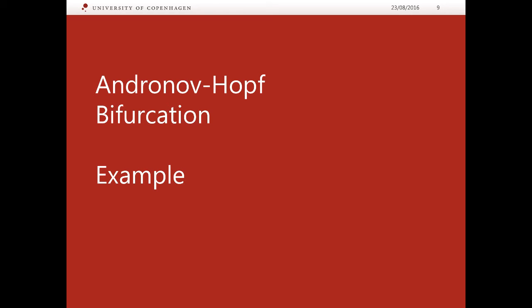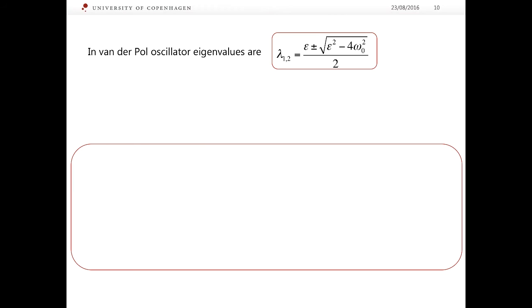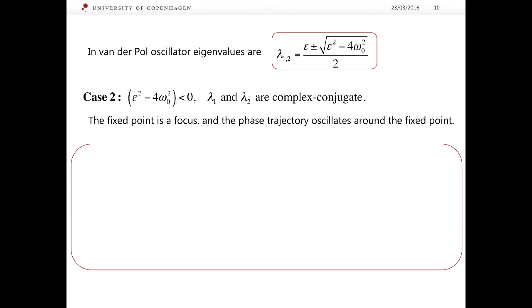Let us consider an example of a system in which Andronov-Hopf bifurcation occurs. Our example is going to be the van der Pol oscillator, whose fixed point is at 0 and whose eigenvalues are given in the box. Let us consider the case when the expression under the square root is negative. In that case, the eigenvalues are complex conjugate. The fixed point appears to be a focus, and the phase trajectory spirals around the fixed point.